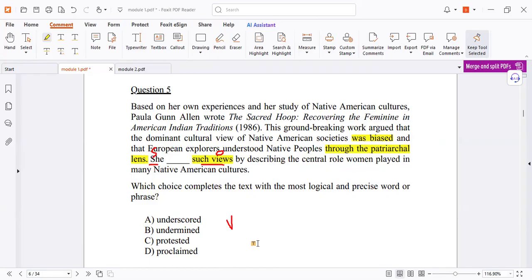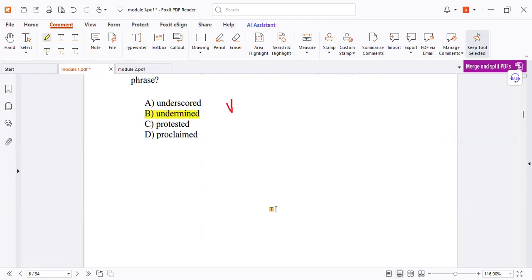Sir, undermined. To B. Underline, yes. To weaken something, to prove that something is wrong. Correct.